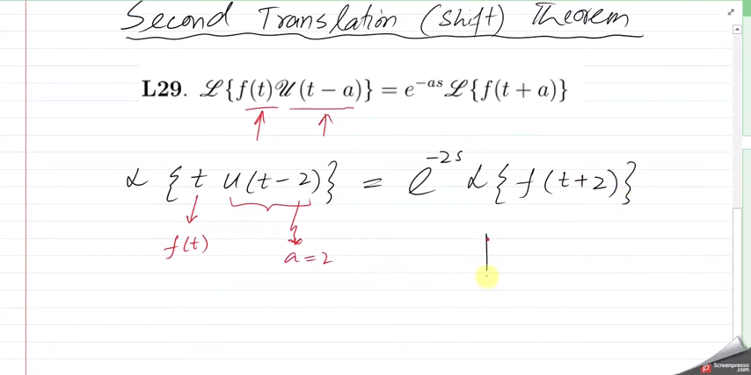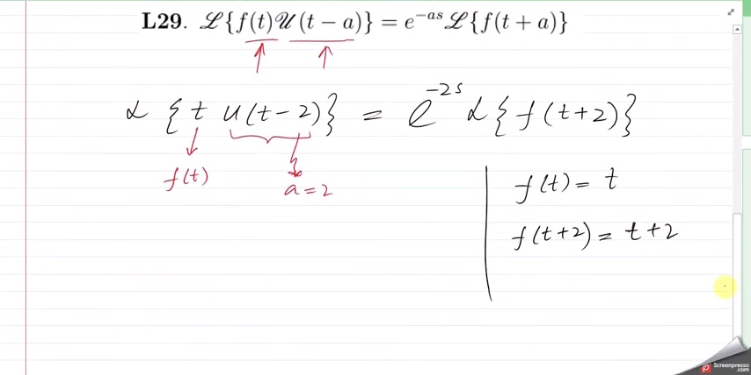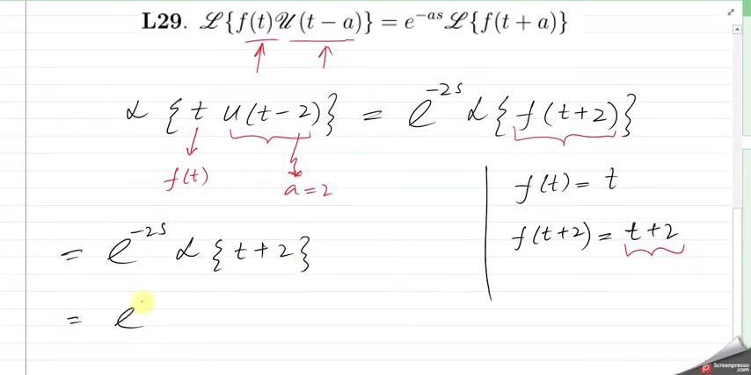Right. Now let's look at the situation. f of t is t. If f of t is t, what would be f of t plus 2? So we put t plus 2 in place of t. That will give t plus 2, simply because there is a t and then we get t plus 2. It means here, in f of t plus 2, we will put t plus 2 because our function is t only. This becomes e to the power minus 2s Laplace of t plus 2.